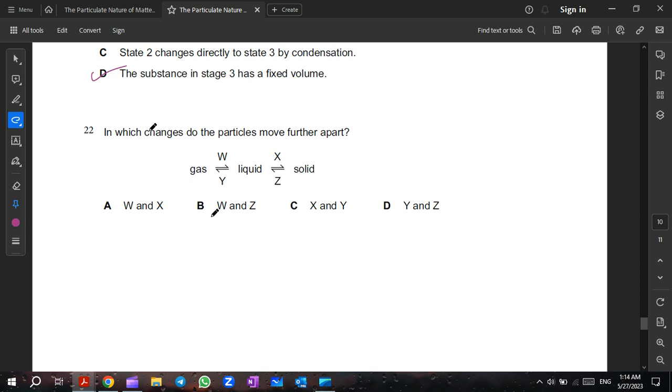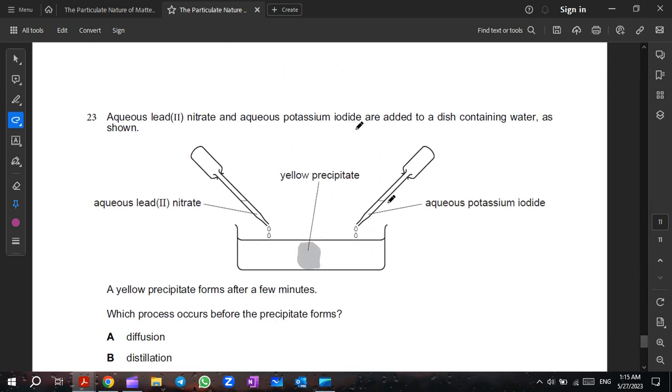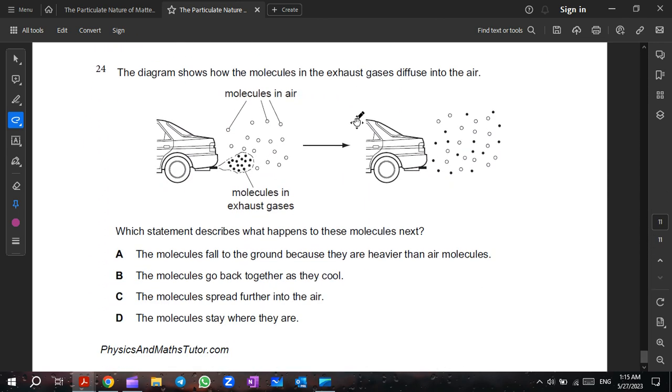Question 22. In which changes do the particles move further apart? We know it is from a solid to a liquid and from a liquid to a gas. So I think it will be Z and Y. I think this question was repeated. So Z and Y, D. Moving on to the last two questions.